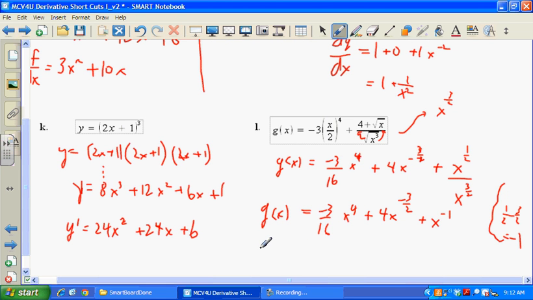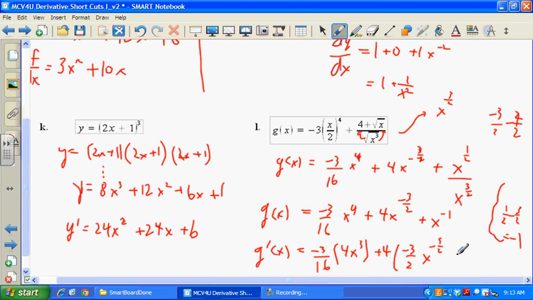And now I'm ready to take the derivative. G prime at x. The 4 comes down, gets multiplied out front. I'll simplify this next step. Same as here, I'm writing the 4 out front. The negative 3 halves gets written, subtract 1 from that, right? Subtract 1 is subtract 2 over 2, right? So this is negative 5 halves. And that's the derivative of that term.